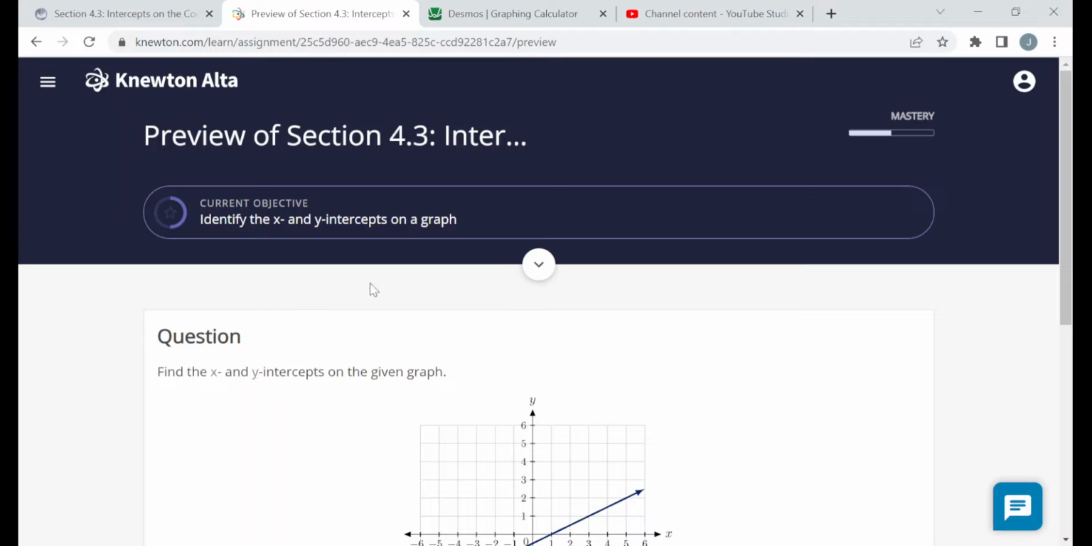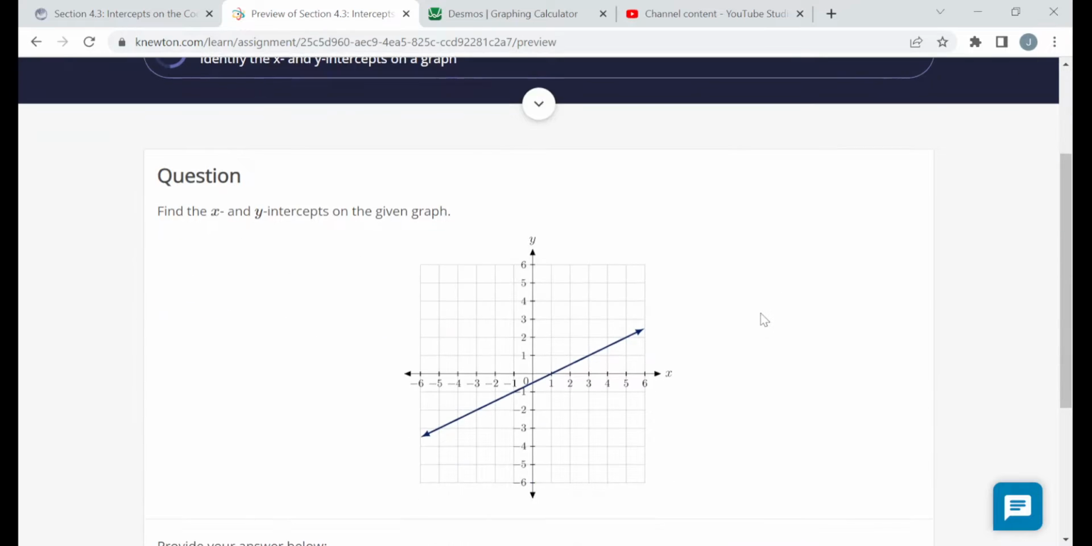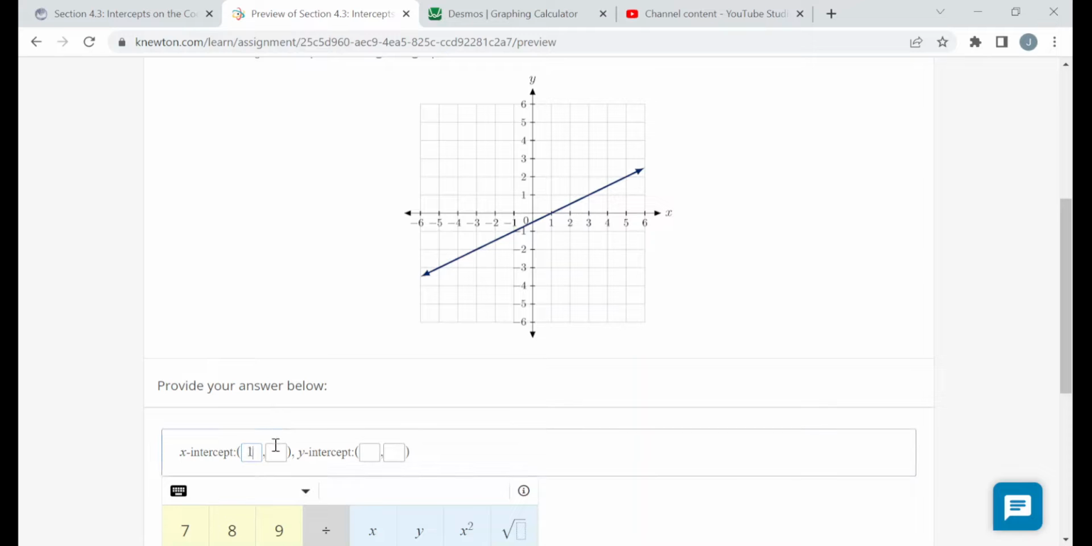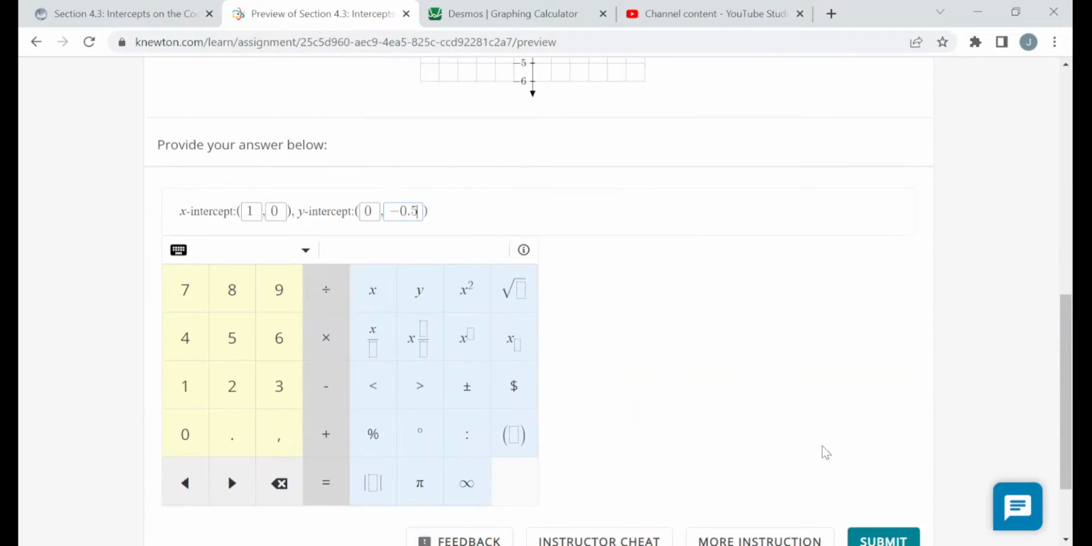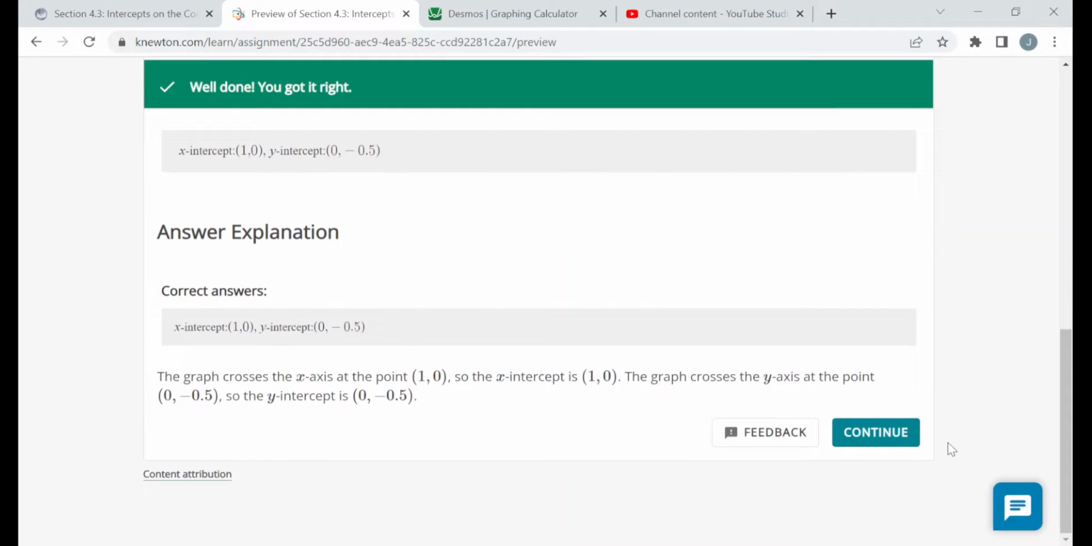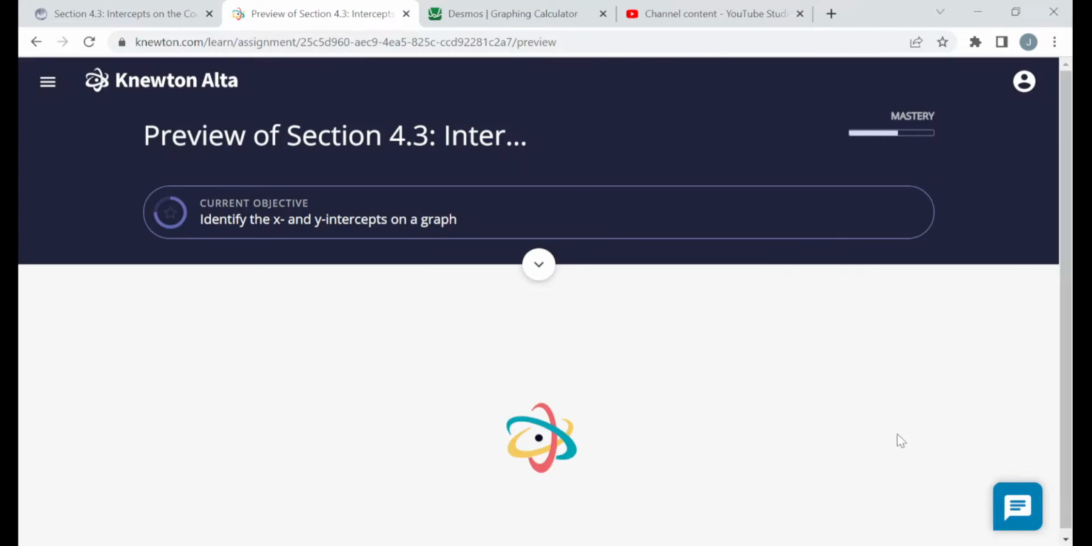Alright, and then this one's the really easy one. Just looking at a graph, where are the intercepts? And again, if it crosses between, just assume it's at a half. So the x-intercept is at 1, 0. And the y-intercept is at 0, looks like -1/2. The point on the y-axis is at 0, -1/2. So I'll put -0.5 for the y-coordinate of the y-intercept. Great.